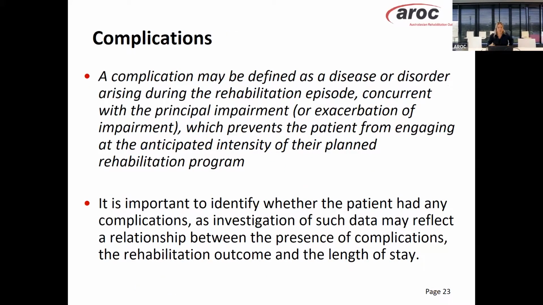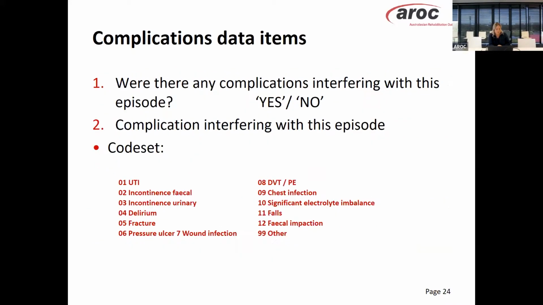So complications. A complication is a disease or disorder that arises during the rehabilitation episode, concurrent with the principal impairment, which prevents the patient from engaging at the anticipated intensity of their planned rehab program. These are the relevant data items. Again, it comes up, were there any complications interfering with this episode? If we select yes, then it comes up with this code set here. And again, we can only choose 4.